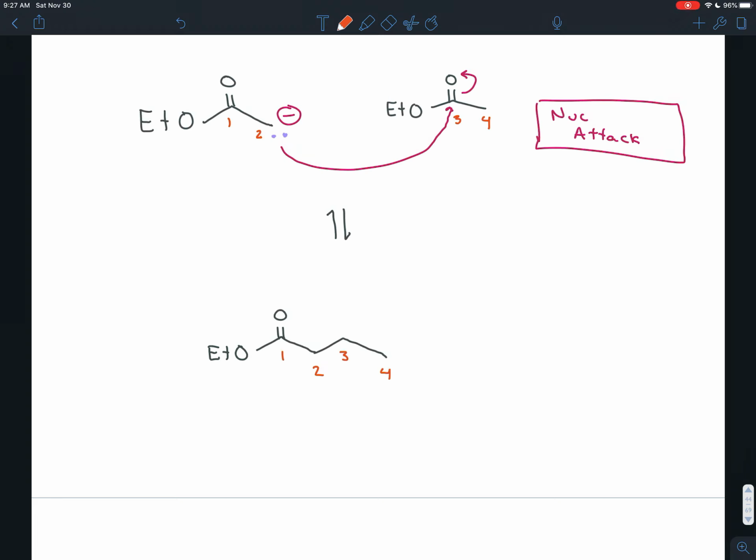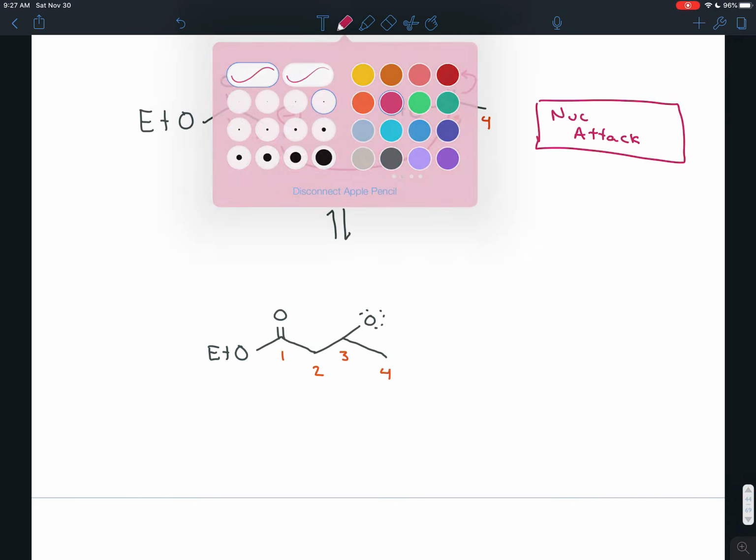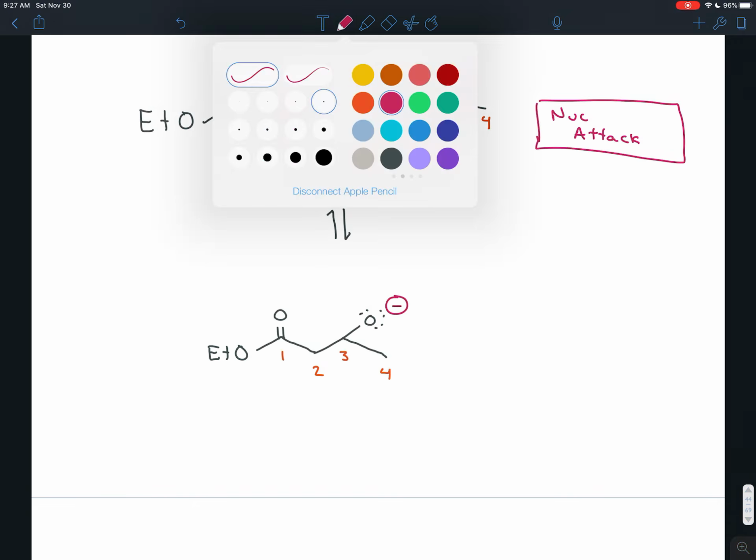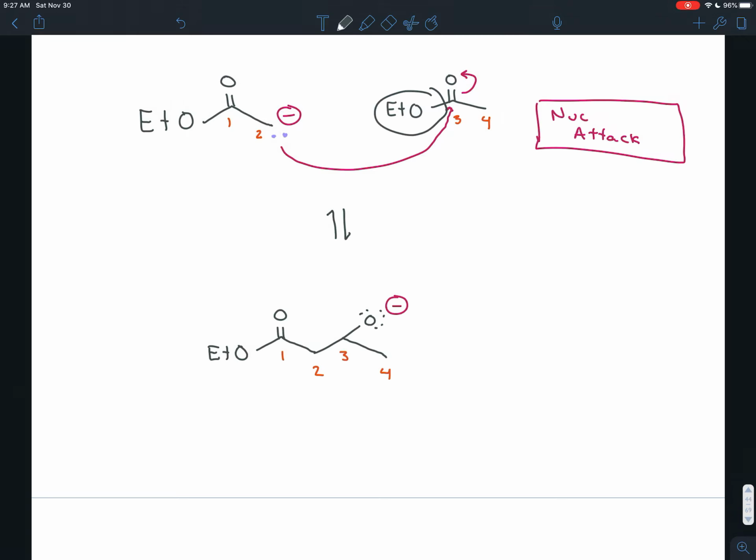On carbon number 3, we want to have a single bond to an oxygen. The oxygen is going to have 3 lone pairs and a full negative charge. And we also want a single bond to an ethoxy group. Okay, so this is the new bond that we formed here. That's the bond, and maybe I'll draw it in purple. Those are these purple electrons there.